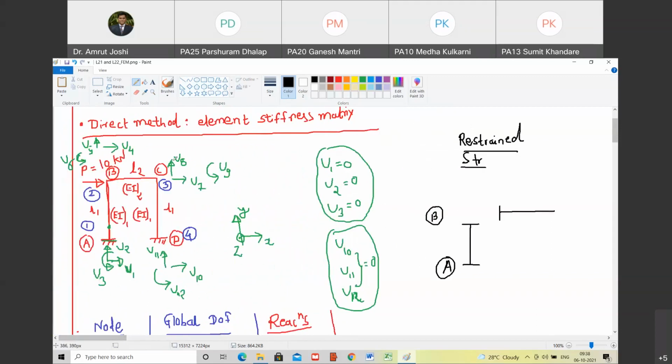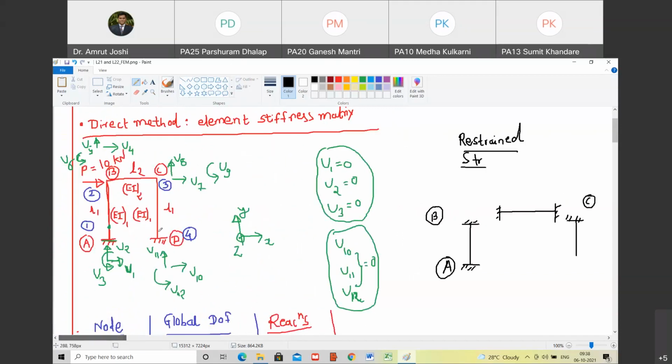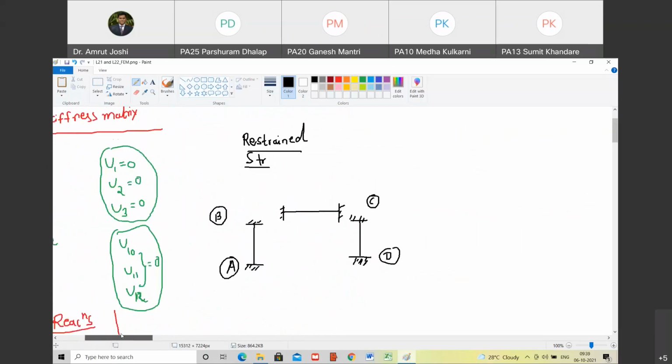Yes, sir. Then I don't want U7, U8 and U9 to occur. So I am also going to make this end the fixed one. So this is C. The moment I make it fixed, there is no U7, U8 and U9. Are you with me? Yes, sir. Okay, great. And then I'm going to also not allow U10, U11 and U12. So that is already fixed, but I will show it as a fixed one. Happy? Yes, sir. So this is called as restrained structure.